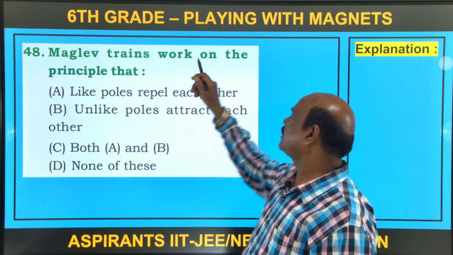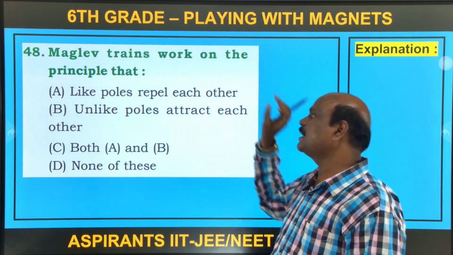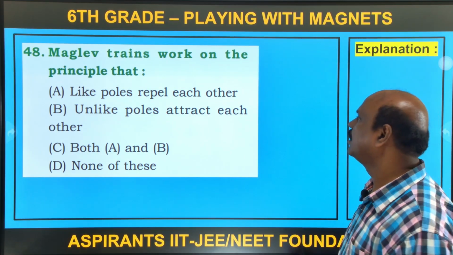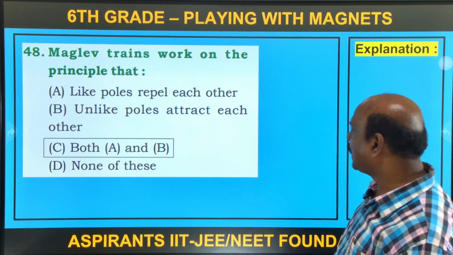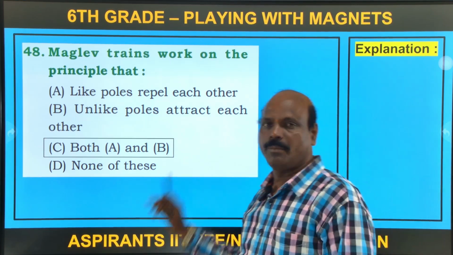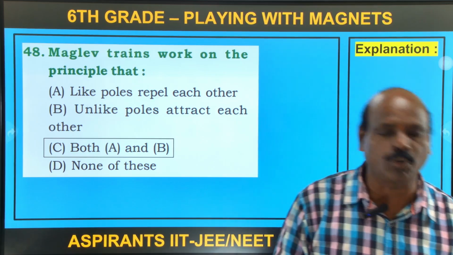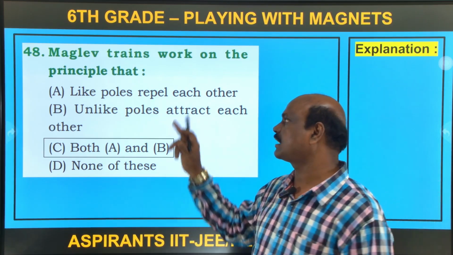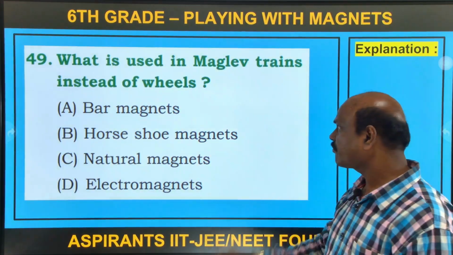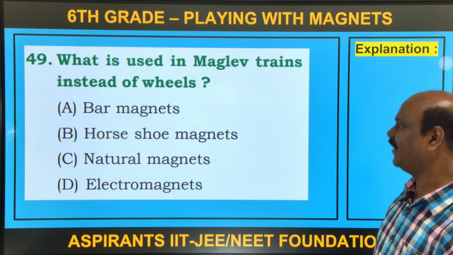Magnetic trains work on which principle? As you said, like poles repel each other and unlike poles attract each other. We take both, because when we want to stop, they act like unlike poles, and when they want to move, they act like like poles. What is the use of these trains instead of wheels?